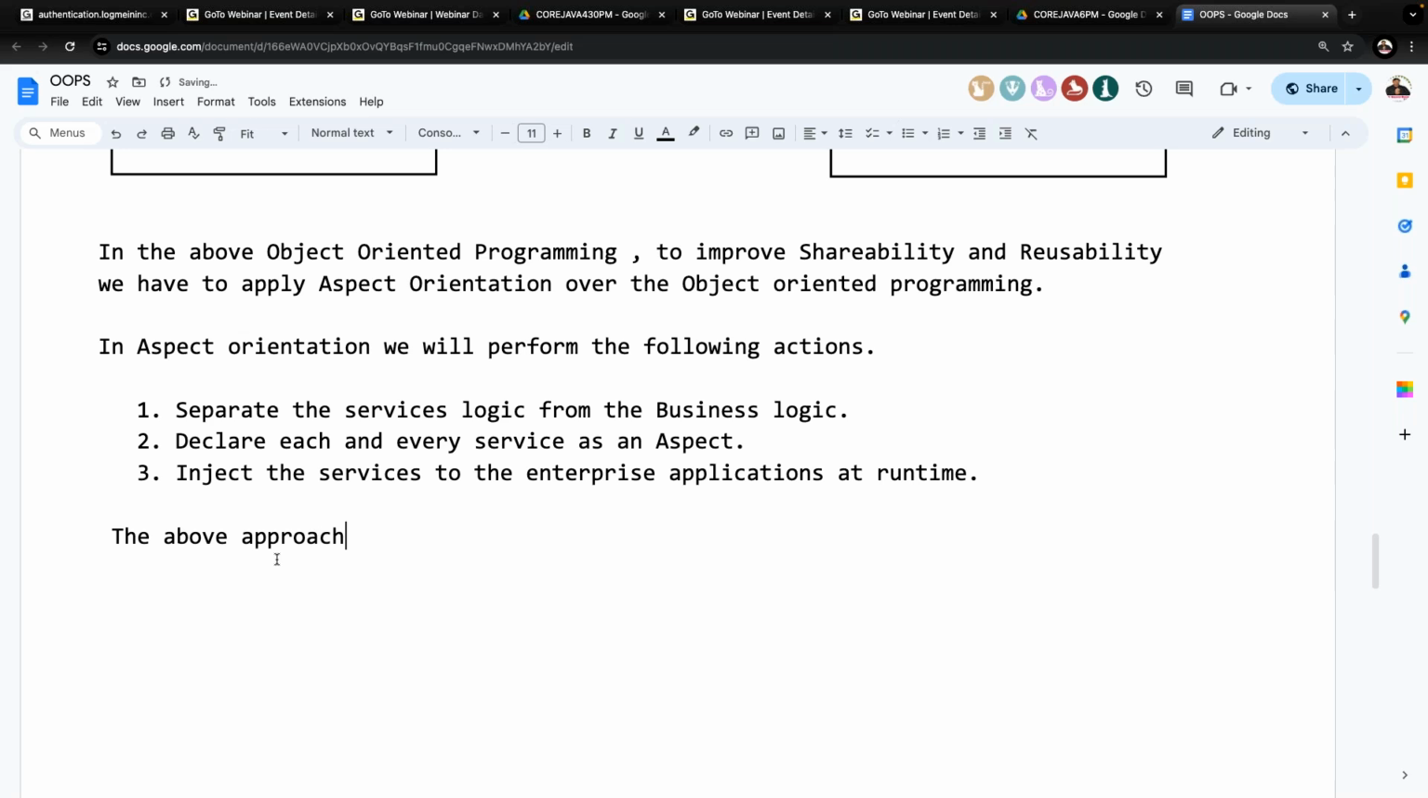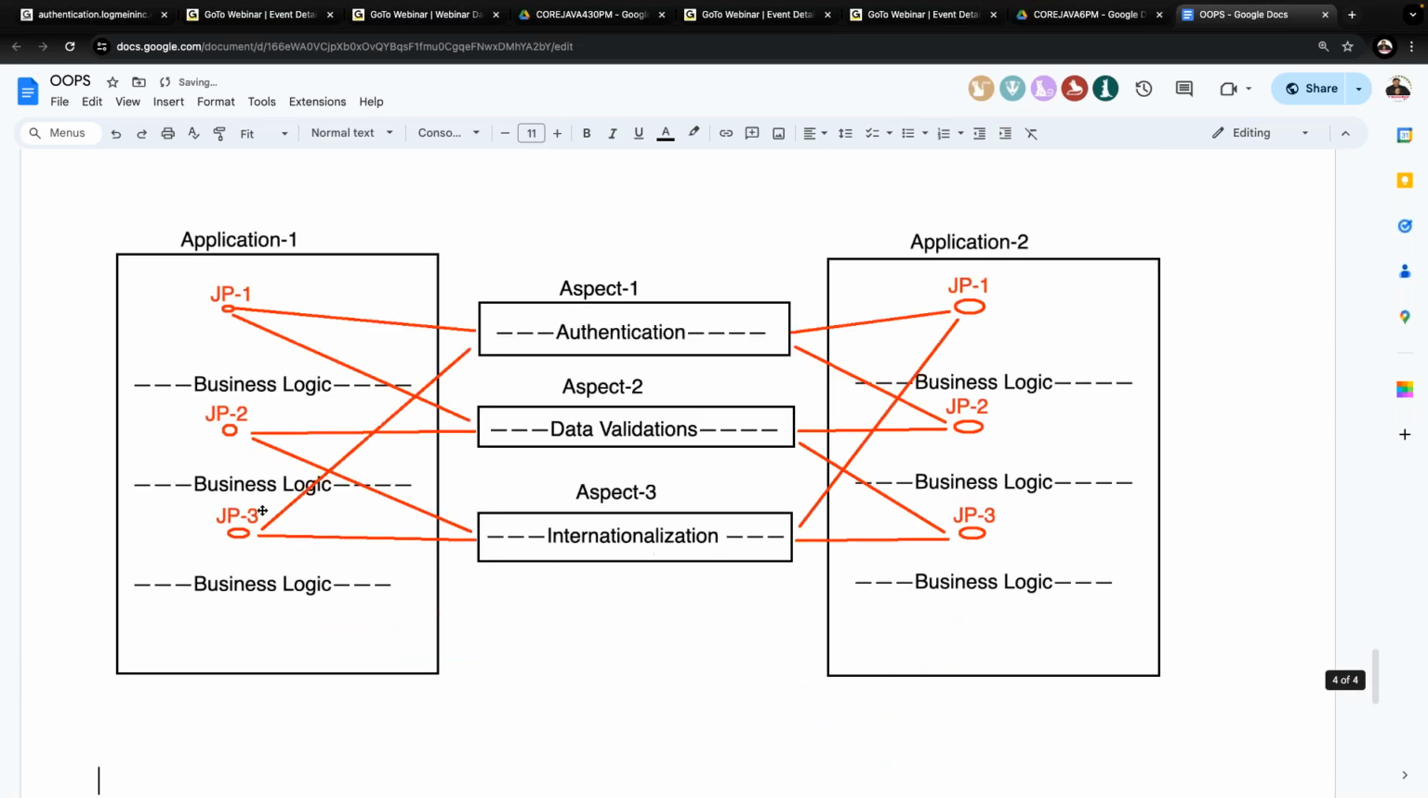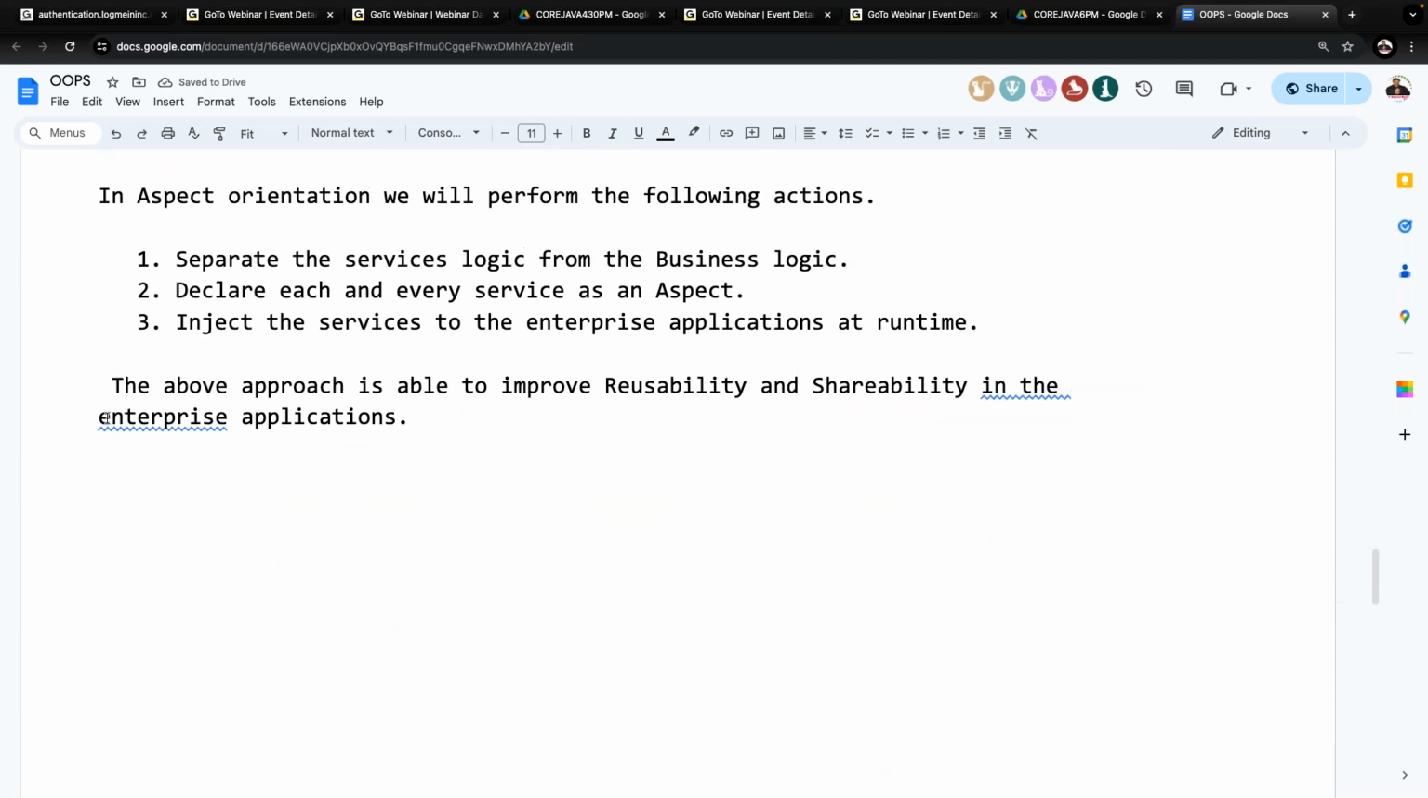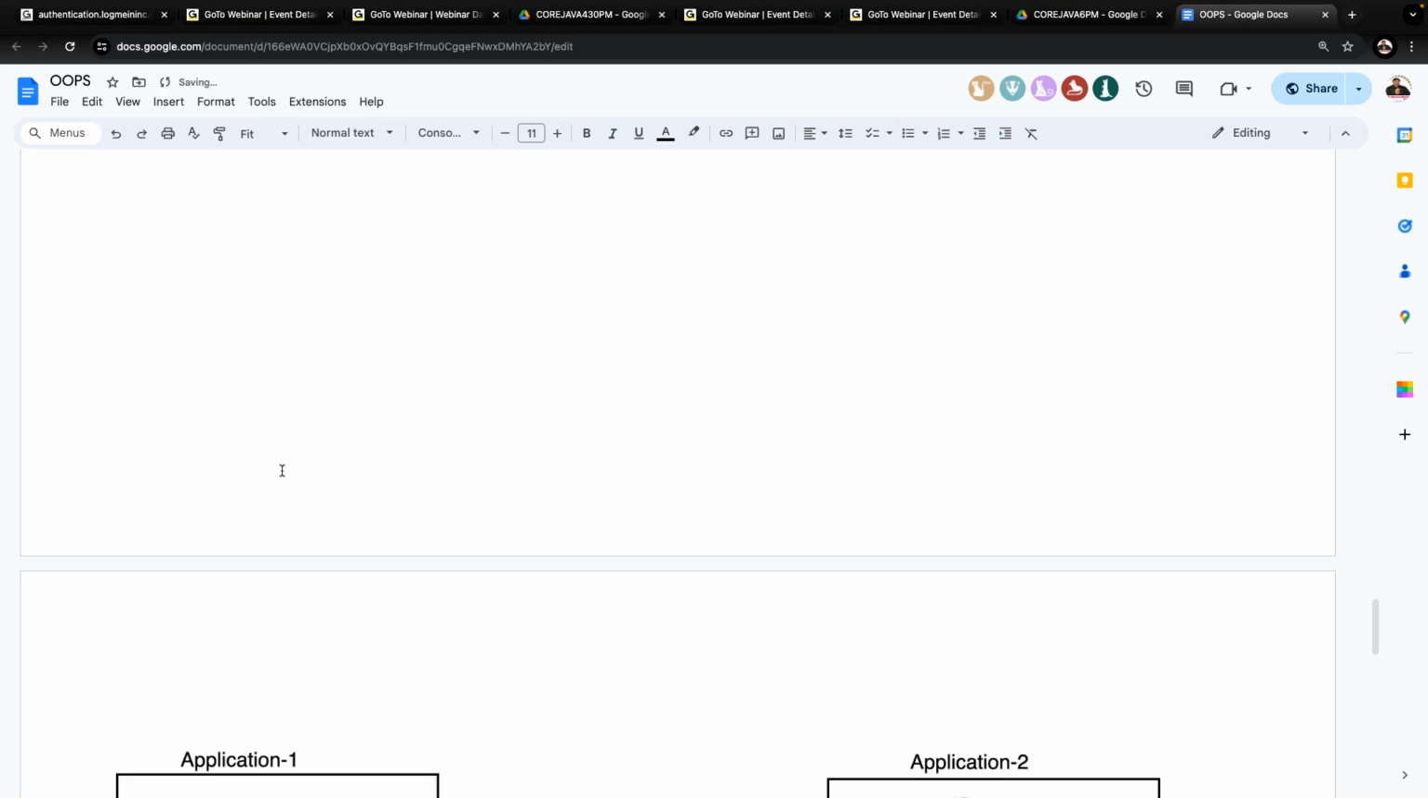The above approach is able to improve reusability and shareability in the enterprise applications. That's it. This is finally the point we can understand clearly.